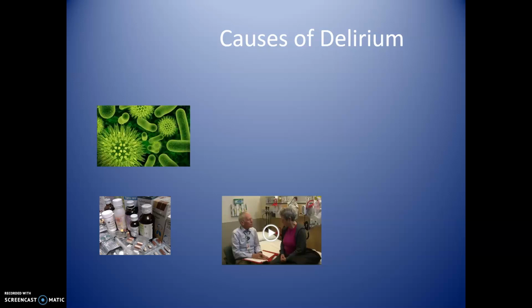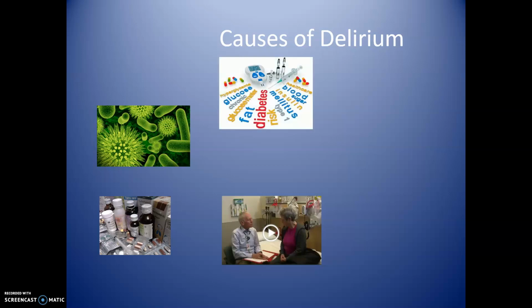Infection is another very big cause of delirium in older people. The common sources of infection in older people include the respiratory system, the urine, and the skin and soft tissues. Diabetes and other medical causes are also common in older people.